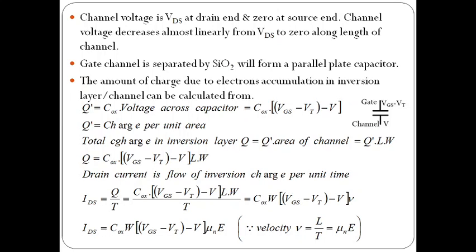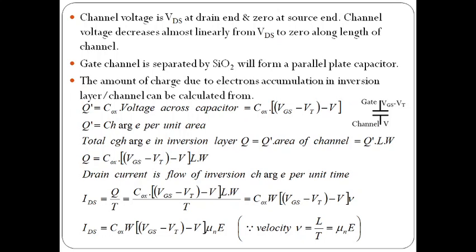We know capacitor C equals Q by V. From that we can write Q equals C into V. So here Q dash equals Cox into the voltage drop across the capacitor. We are applying the potential at the gate equal to the net gate voltage, VGS minus VT, and the channel voltage we are considering as V at some particular point. From that we can write Q dash equals Cox into (VGS minus VT minus V). So Q dash is the charge per unit area.